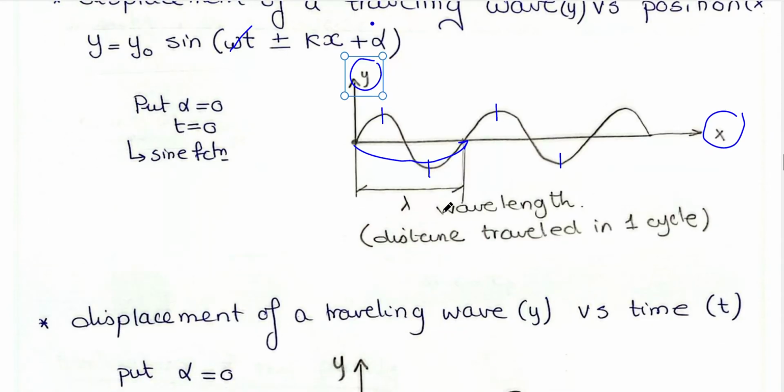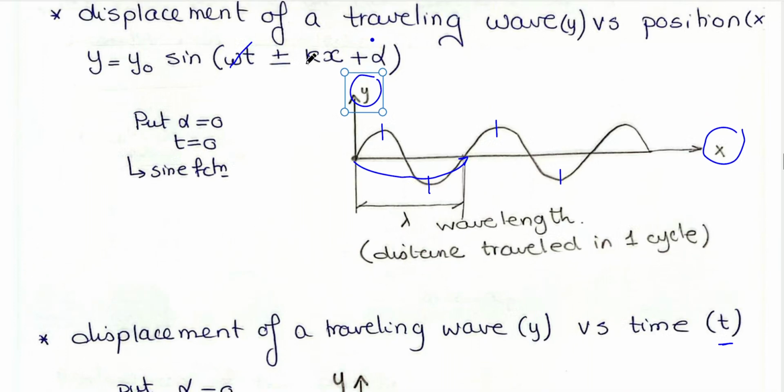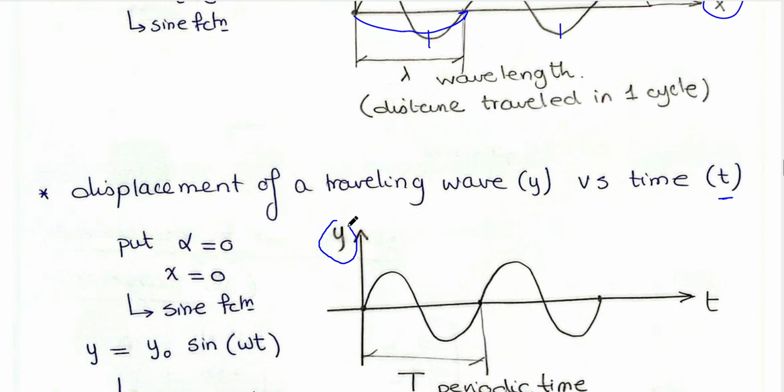If I want to draw the displacement of the wave versus the time, now I have in this equation, I want to draw it with time. So I will put x equals 0 and alpha equals 0, or put x constant at any value of x. I have to put constant for the variable x because I want to change y with only t. So if you have y equals y naught sine omega t plus 0 plus 0, because I will put alpha equals 0 and x equals 0, it will again give you a sine function. So if you want to draw y versus t, it will also be a sine function. And the period of one oscillation is T.